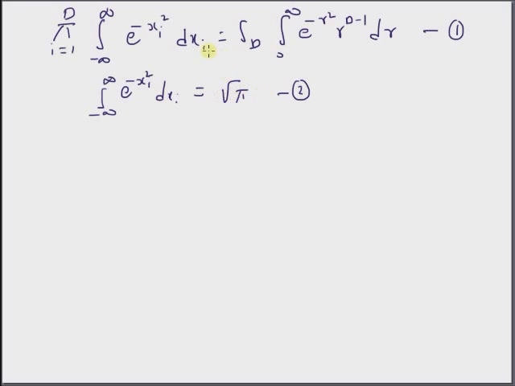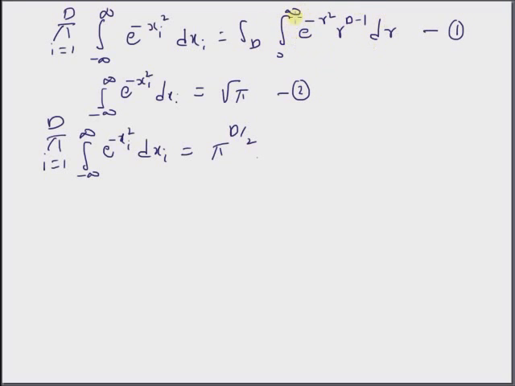Now by inserting this value in the LHS, we get the product i equal to 1 to d, integral minus infinity to plus infinity e power minus xi square dxi equals pi power d by 2. Now we have to determine this right hand side.